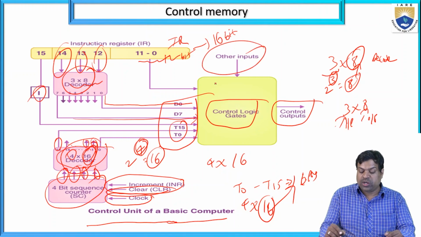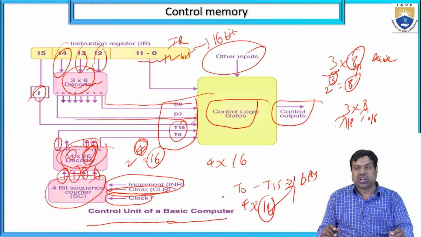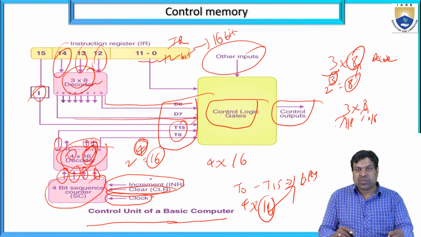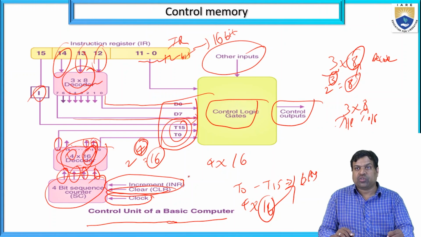And what other inputs are there? If any other inputs are there, they will be connected to this one. So how are we generating it? The basic computer's control unit is connected to the 4-bit sequence counter. That means 4 into 16, so 16 output pins, that is T0 to T15, total 16.